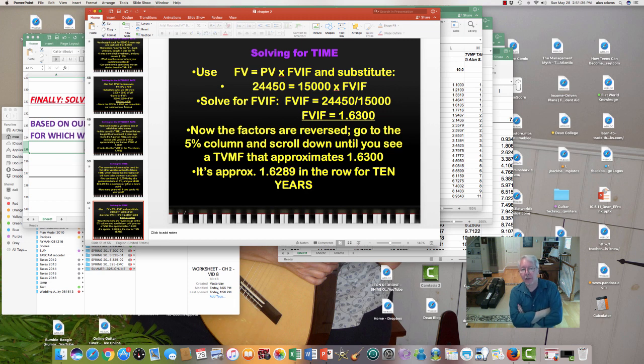All right. I scramble my algebra as always. I divide both sides by 15 grand and I get an FVIF equal to 1.63. There it is. Step 1. I know my FVIF. Now I go to my table and I know that my rate is 5%. So this time I go to the column and I scroll down until I see something that's about 1.63.